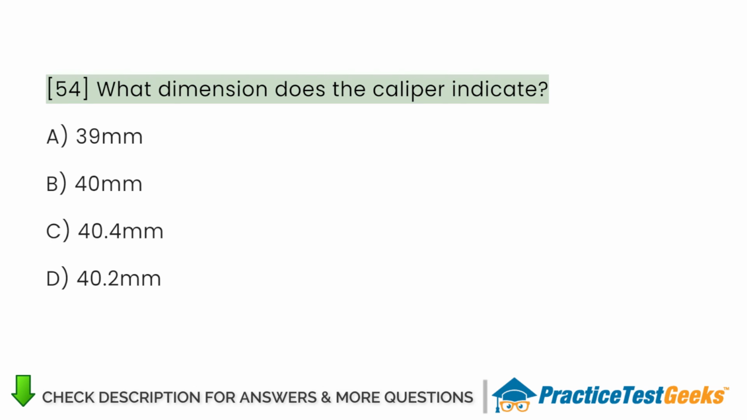What dimension does the caliper indicate? A. 39 millimeters, B. 40 millimeters, C. 40.4 millimeters, D. 40.2 millimeters.